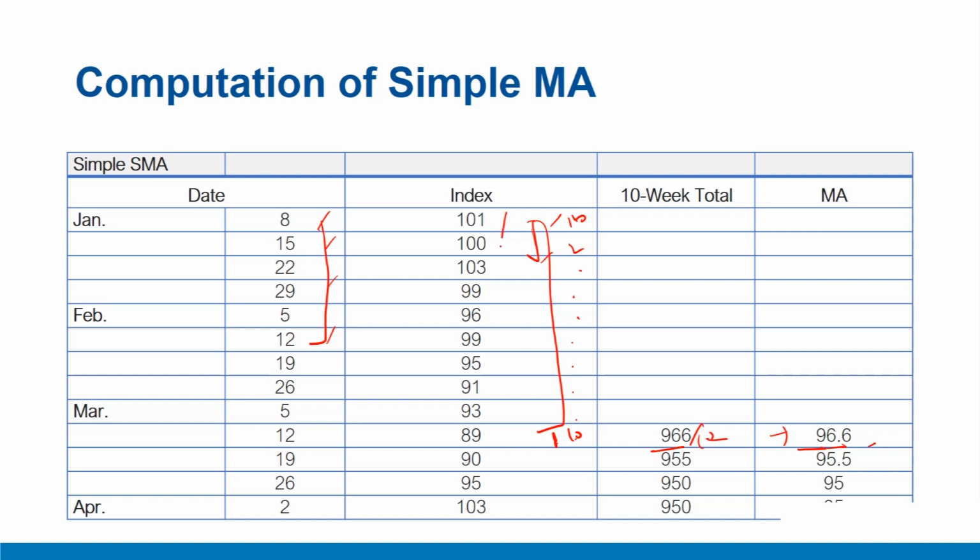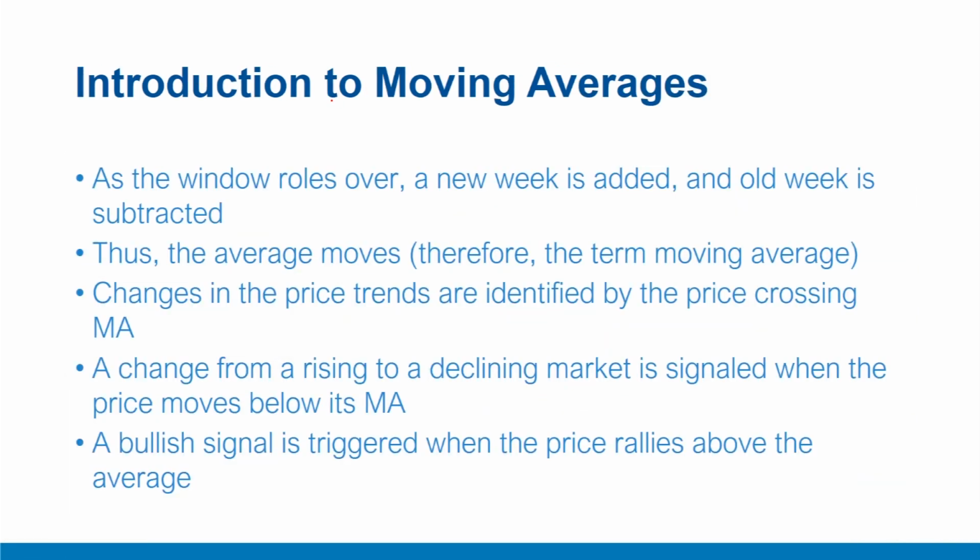As we move 1 week ahead, so we move here. So now 10 observations are in rolling over format starting from 90 to 100, and their summation is 955 and average is 95.5, and so on. We keep on rolling on this window and compute the averages. So these are like simple moving average which are rolling over. Now please notice, while the index value may be fluctuating, its moving average is not as fluctuating and probably may result in a smooth and help us in identifying a smooth trend. Notice here, as the window rolls over, new week is added and old week is subtracted. Thus, the average moves and therefore the term moving average.